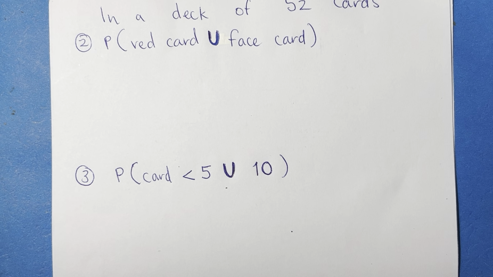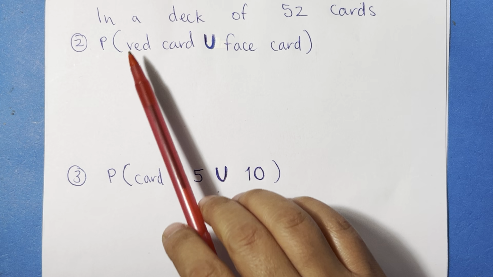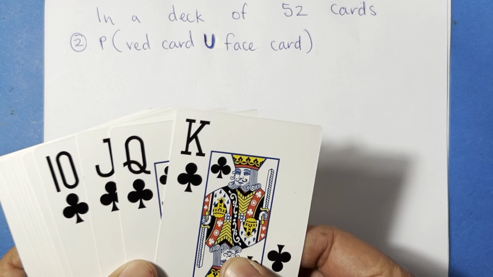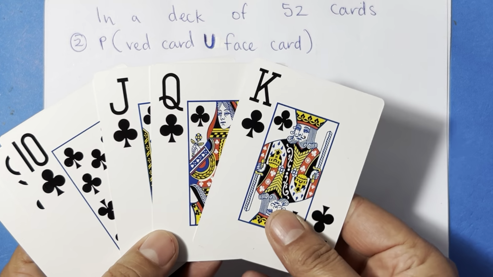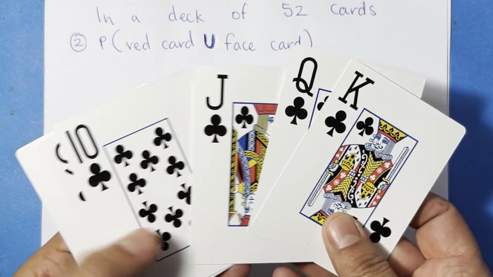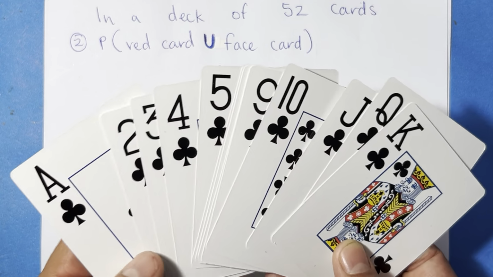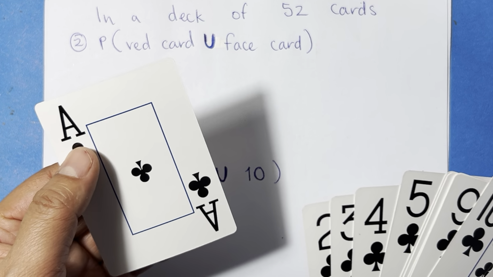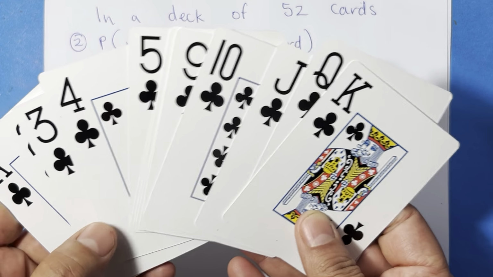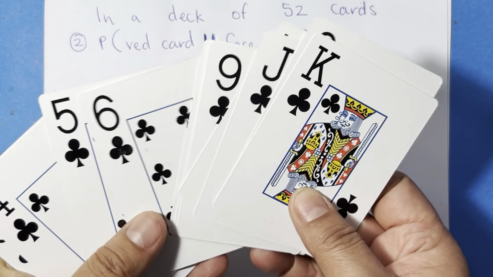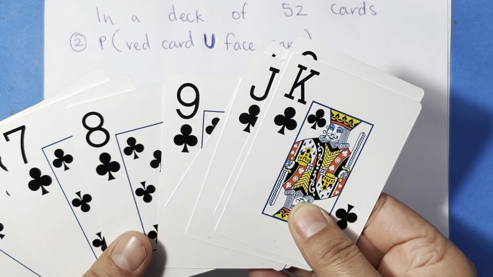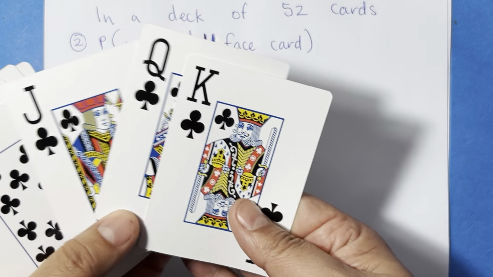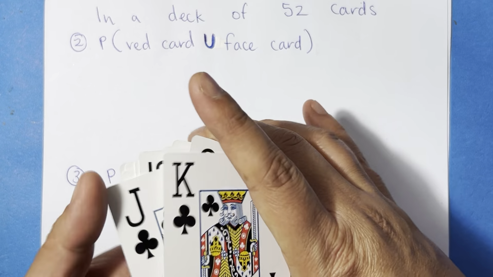For the next one, it says in a deck of 52 cards, and I'll show you what they look like. You have a king, a queen, a jack, and then you have numbers 1 through 10. Well, the number 1 is called an ace, and then you have 2, 3, 4, 5, 6, 7, 8, 9, 10. So that's 1 to 10, plus 3 more is 13. So that's 13 for this one.